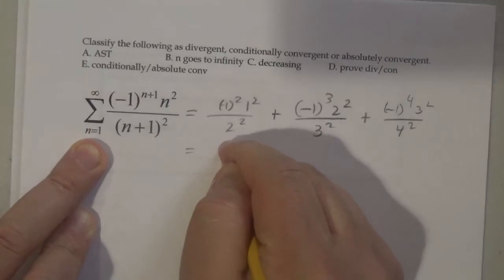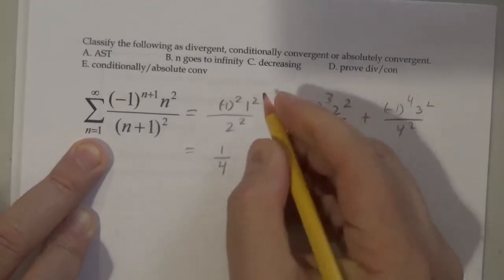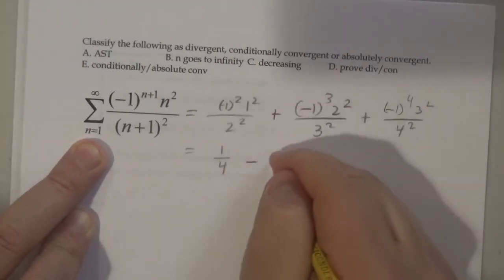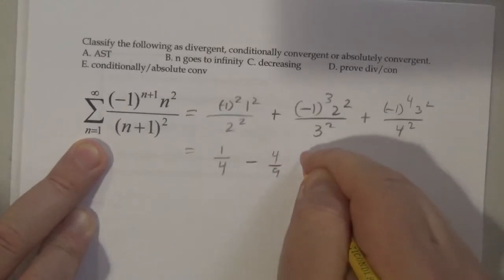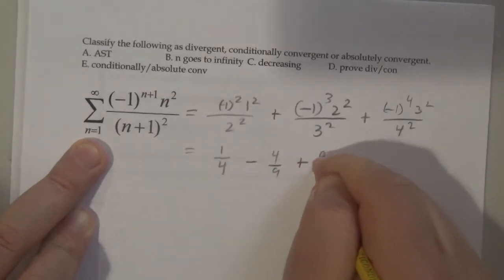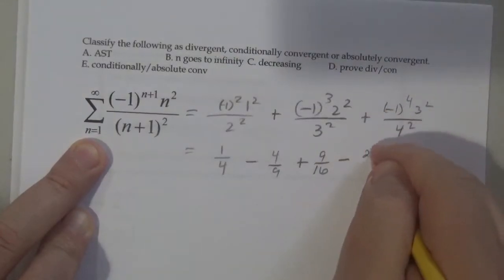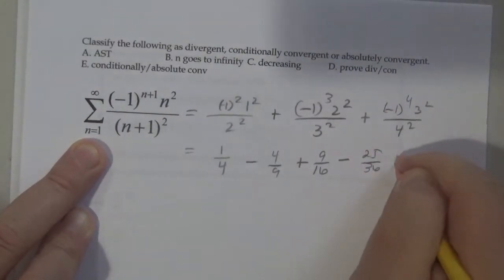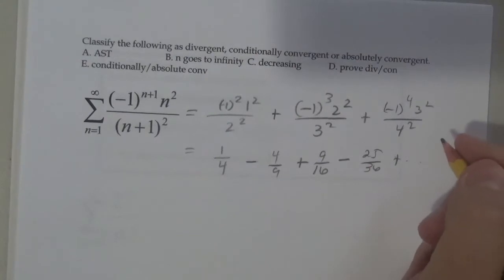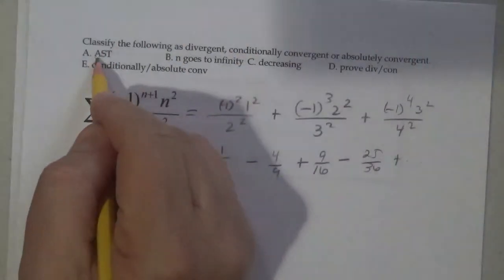So this is a quarter minus 4 9ths plus 9 16ths minus 25 36ths plus dot dot dot. Feels alternating, so we'll go with that.